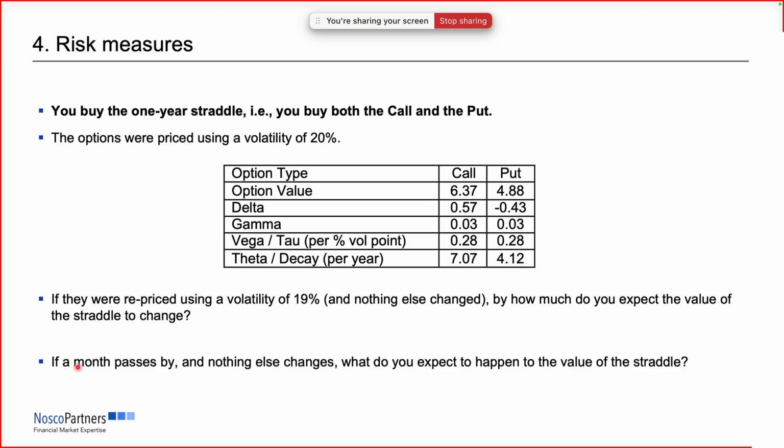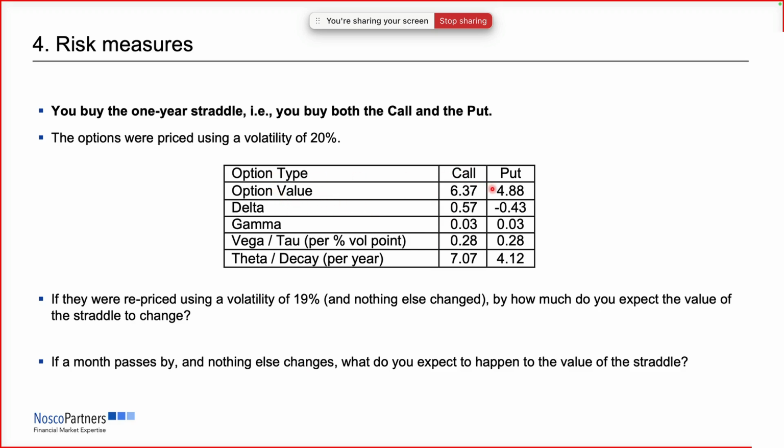Or you can say, let's assume, that's another question, nothing happens at all, 1 month goes by, what would happen to the value of my straddle? Good. So let's briefly do that together. Not the most important thing, but let's first look at these two options.